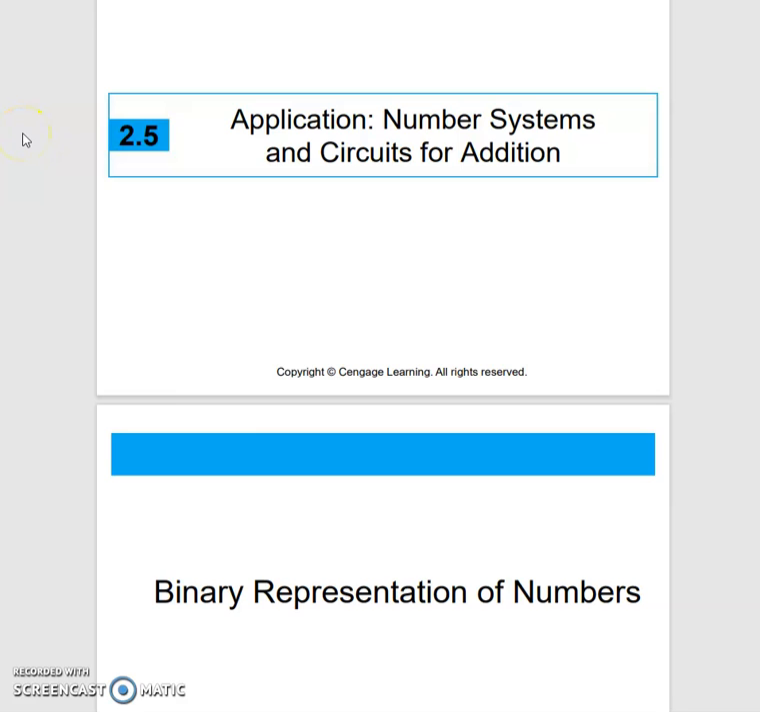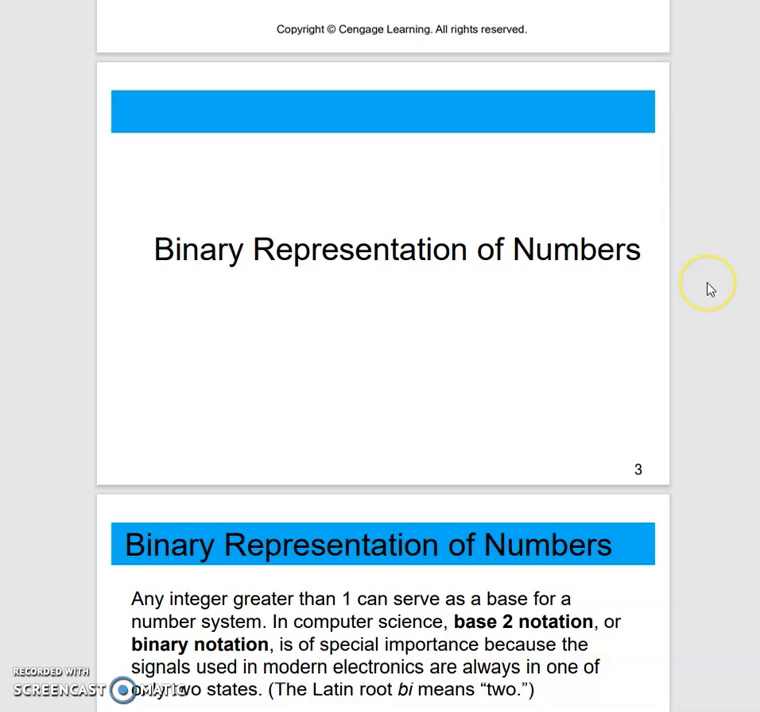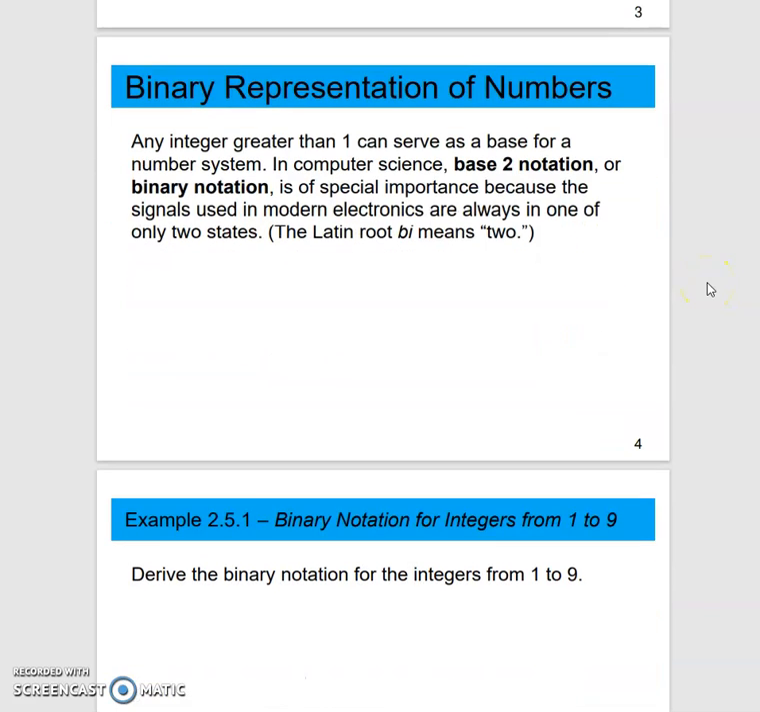Section 2.5, Application, Number Systems and Circuits for Addition. So here let's look at the binary representation of numbers. So again, binary, that's what computers use. It's also called base 2, and basically all of our digits are just 0 and 1.